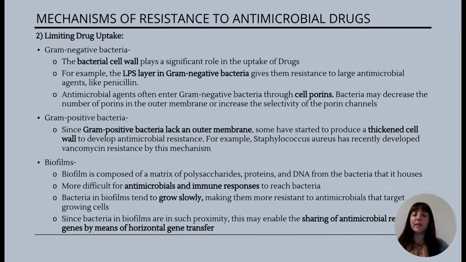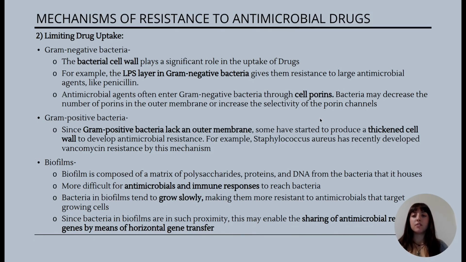Moving on to limiting drug uptake. So in gram-negative bacteria, we see the bacterial cell wall coming back into play. In gram-negative bacteria, the lipopolysaccharide layer gives them resistance to large antimicrobial agents like penicillin. And then antimicrobial agents often enter gram-negative bacteria through cell porins, and the bacteria may decrease the number of porins in the outer membrane or increase the selectivity of the porin channels. And this often happens in transport channels.